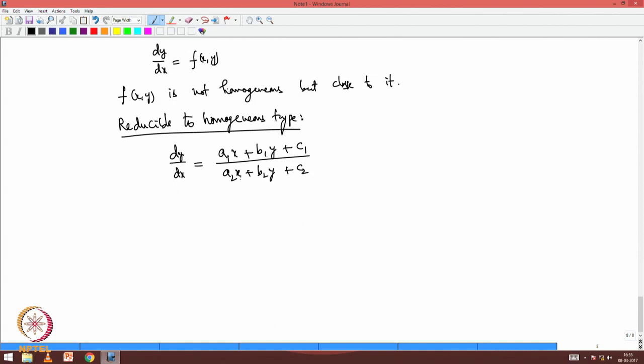So the right hand side is not a homogeneous function. You can make it so by simply translating the variables x and y. Translate the x, y variables as x equal to some new variable plus h. I introduced a new variable, x plus h.